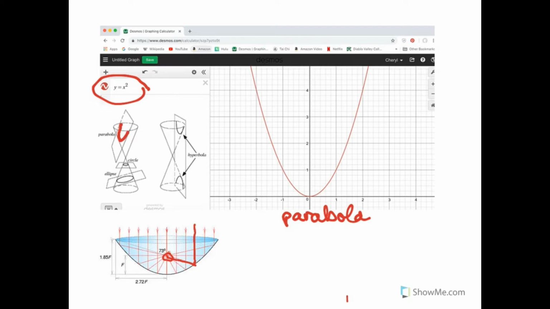So let's pay attention to the basic graph for a minute. You can see that it's symmetric about the y-axis here. This point down at the bottom is called the vertex, just like on the graph of y equals the absolute value of x. But instead of a V shape, we have a U shape.